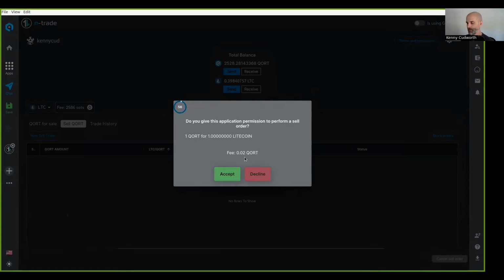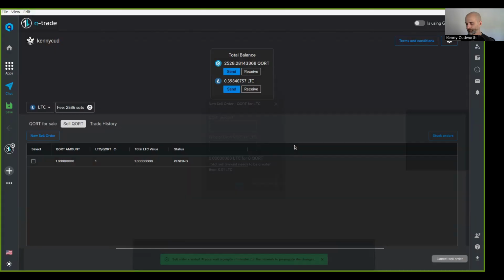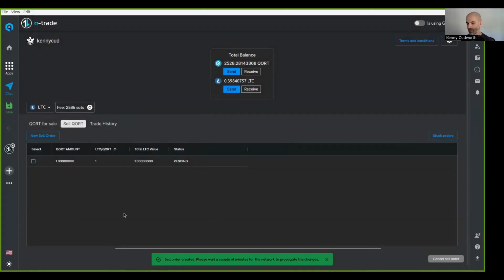Now it's going to cost me a transaction fee of 0.02 Qort because there's going to be two transactions involved, one to lock the Qort and then one to eventually unlock the Qort. So that's why it's costing me really two transaction fees in one. So I will hit accept for that. And then you'll see it's in my sell order list and the status is pending. Now this is going to take a few minutes because it needs to actually go onto the blockchain. So we'll wait for this to go through.